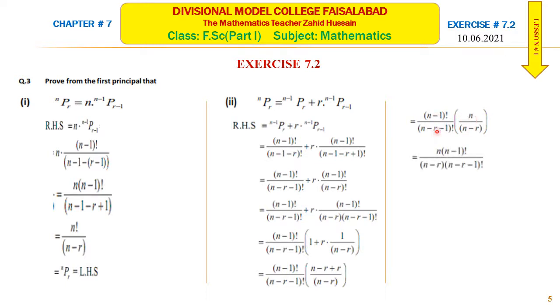So this is n into n minus 1 factorial over n minus r into n minus r minus 1 factorial. So in the numerator the larger number is n, and it is the product of all the numbers from n to 1. In the denominator n minus r is the larger number. So in the numerator we can write n factorial, in the denominator we can write n minus r factorial, and this is the formula of nPr. So n factorial over n minus r factorial is equal to nPr, and this is our left hand side which we have to prove.